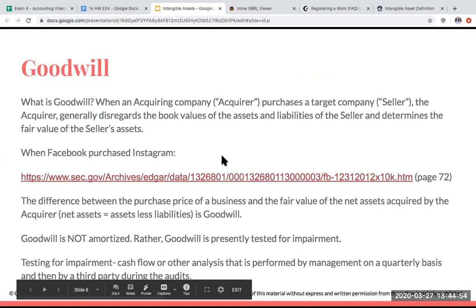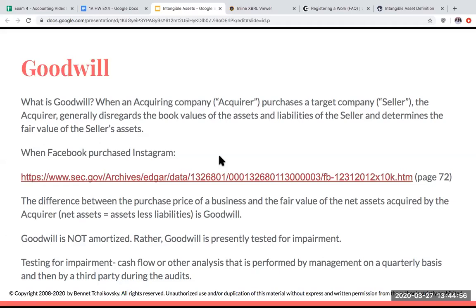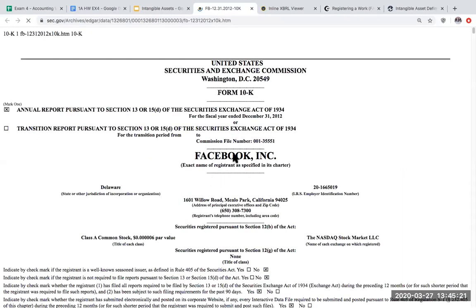Okay, what exactly is goodwill? When an acquiring company purchases a target company, the acquirer generally disregards the book values of the assets and liabilities of the seller and determines the fair value of the seller's assets. The example I will give you is when Facebook purchased Instagram. So when Facebook acquired Instagram, I'm going to pause really quickly while I go to the specific page.